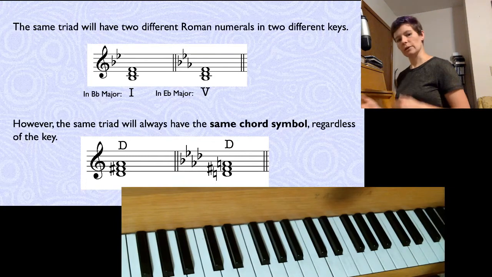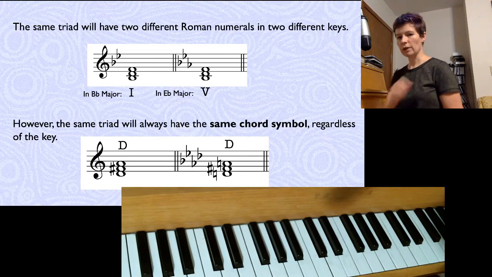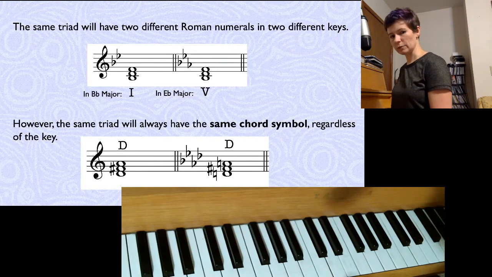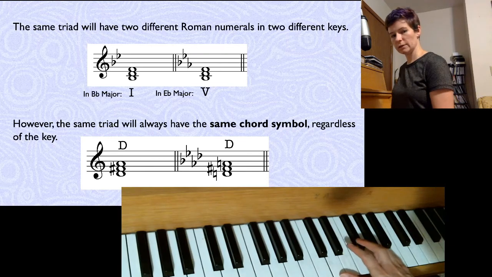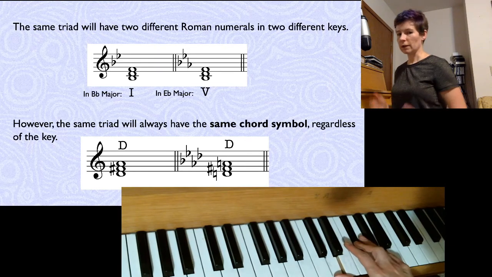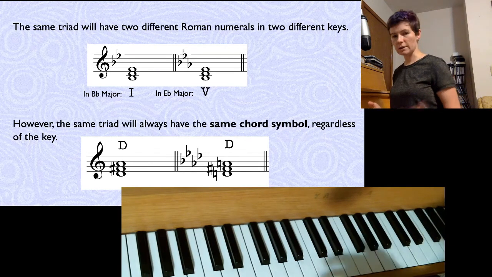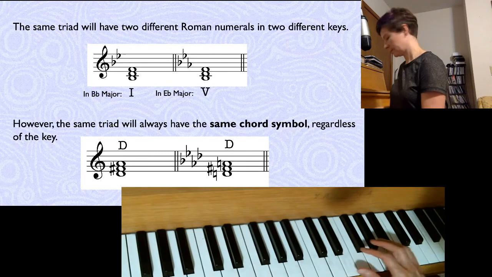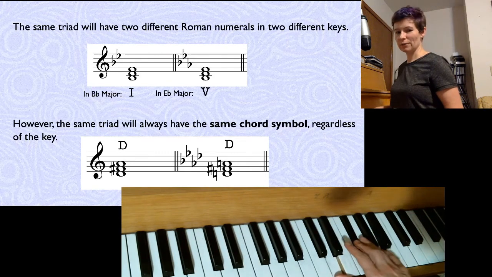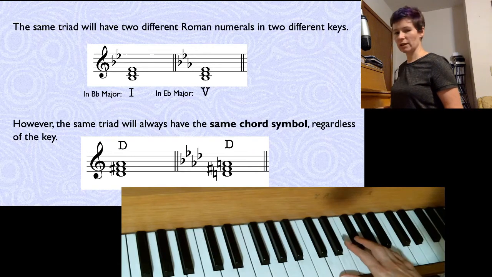So chord symbols are the other way around. A chord symbol will always mean the same triad regardless of what key you're in. So look at these bottom triads. I have a D, which means a D major triad. D, F sharp, and A. If I change to some completely different key, like A flat, it doesn't matter because the chord symbol D is just telling me to build that same chord, even if I have to use a bunch of accidentals to make it come out properly.